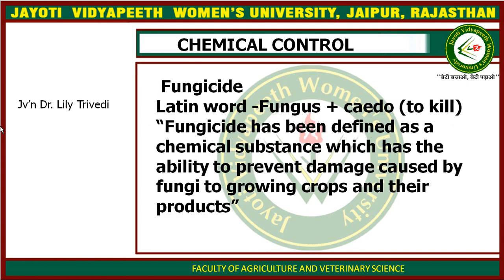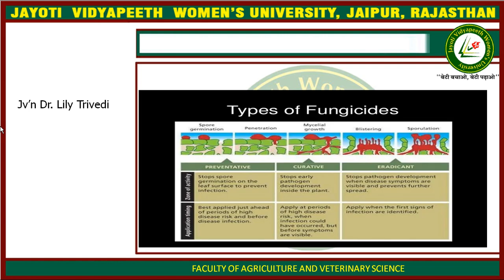The chemical control. Fungicide is from the Latin word fungus plus caedo, which means to kill. A fungicide has been defined as a chemical substance which has the ability to prevent damage caused by fungi to growing crops and their products. Now, types of fungicide. They are preventive, curative and eradicant.